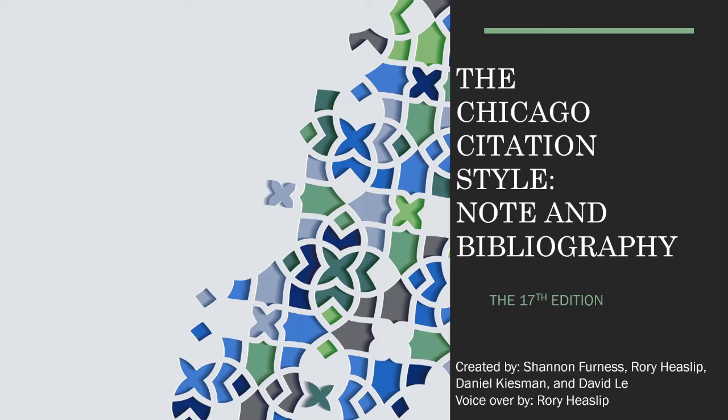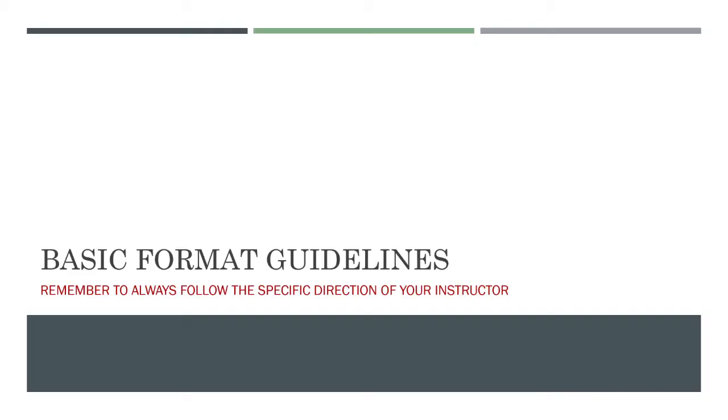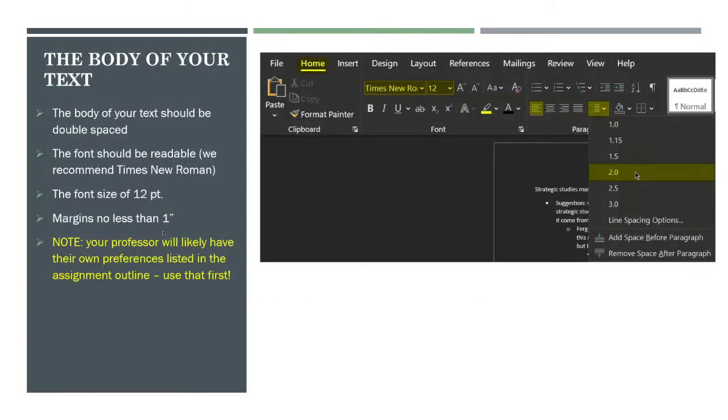Prior to proceeding, however, it is important to note that you should always follow the guidelines given by your professor before consulting this guide. The Chicago style of citation contains a few basic format guidelines. Chicago style dictates that the body of your text should be double-spaced with a font size of 12 and a font that is readable and with margins no less than 1 inch. Remember to always be consistent. For instance, while both Times New Roman and Calibri are acceptable fonts, never mix both. Typically, your word processor should have these specifications as default.